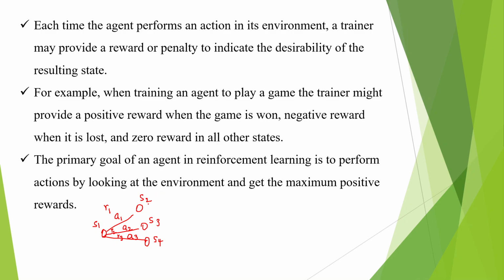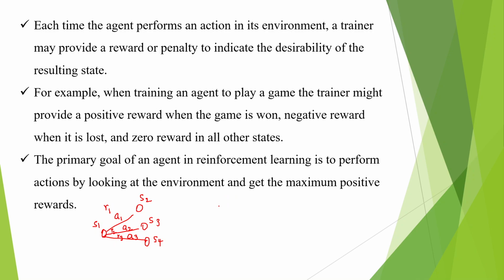S2 means resulting state. S2, S3, S4, all these are resulting states, and this is its current state. S1 is its current state. So if it performs the A1 action, the resulting state will be S2, and by performing action A1, what type of rewards is it gaining? R1 type of reward it is gaining.